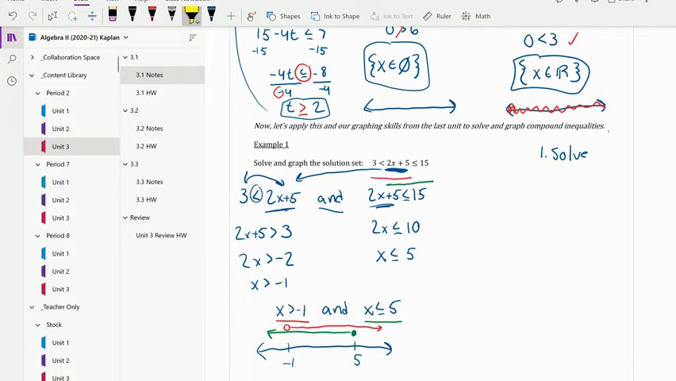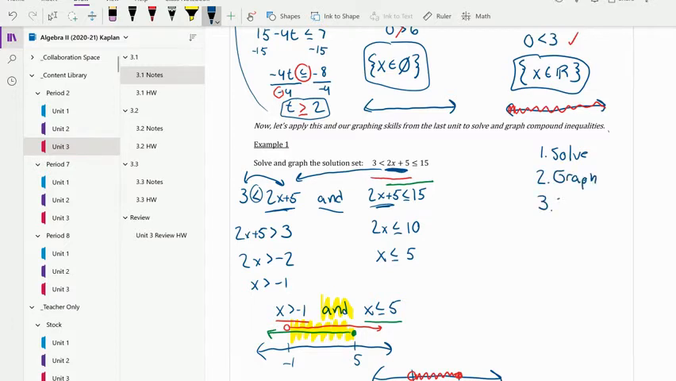And remember, for an and statement, we're looking for overlap. Well, I have overlap between negative 1 and 5. So that means that my final answer is going to be between negative 1 and 5. And we have an open point at negative 1, a closed point at 5, and there you go. So that's step 2, right? We solved it. Step 2 is to graph it.